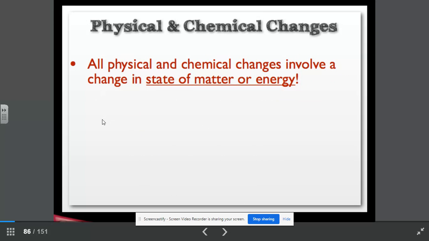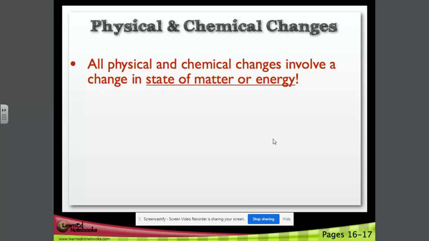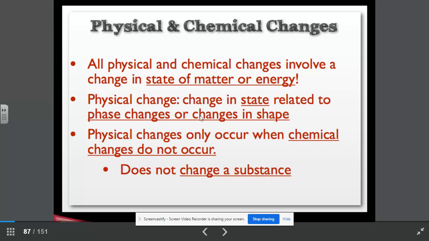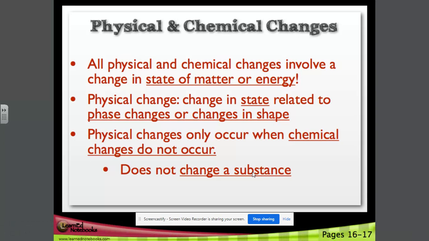It's important to know that all physical and chemical changes involve a change in state of matter or energy. Physical change is a change in the state related to phase changes or changes in shape. Remember? Solid, liquid, gas. Physical changes only occur when chemical changes do not occur. It does not change a substance. Remember, chemical changes can never go back to their original form.